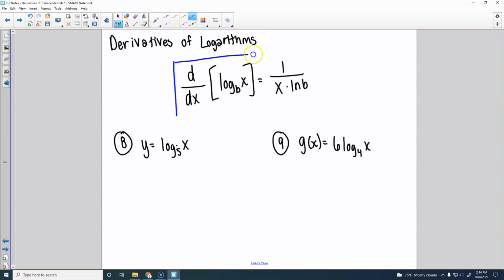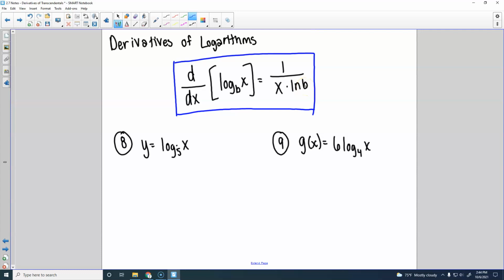So, here's another one you need to have memorized. I will tell you that logs and things like 3 to the x, we don't do very often in this class. E to the x and natural logs, we do a lot. So, our rule for taking the derivative of log with whatever base of x is going to be 1 over x times the natural log of whatever our base is.